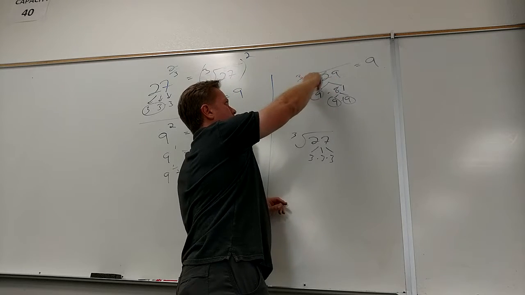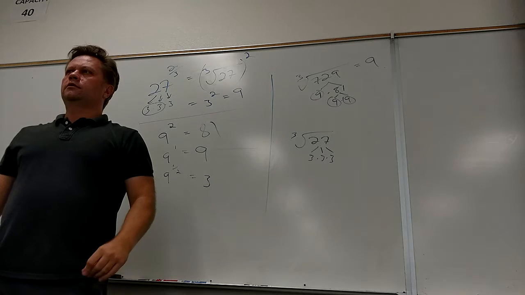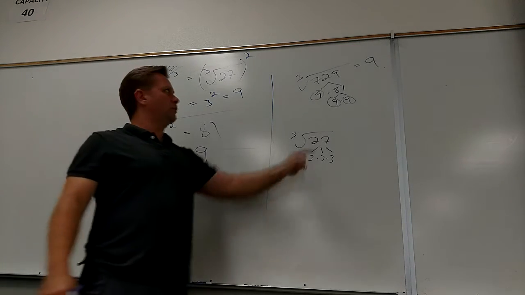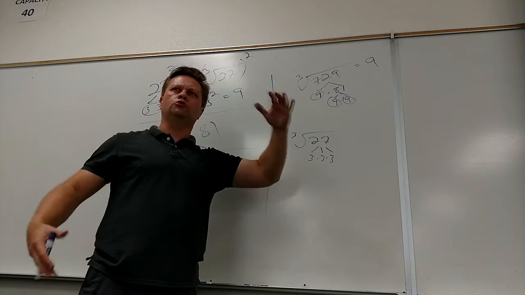So what does it take 3 of to make this? 3 9s. That's why the answer is 9. The answer to a root is always the number that you need this many of to make this. That's the question a root asks you.